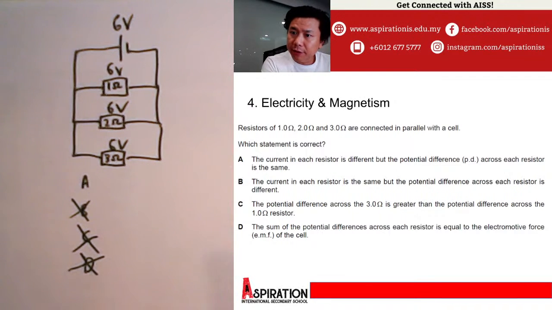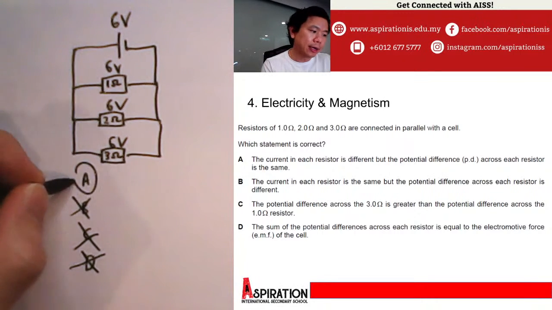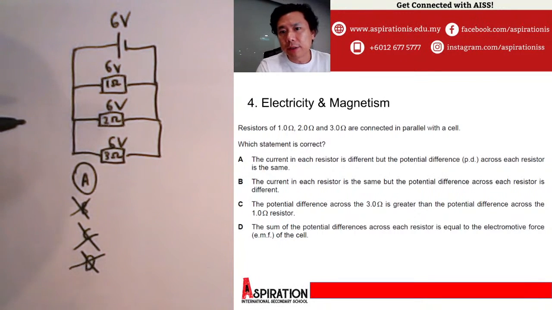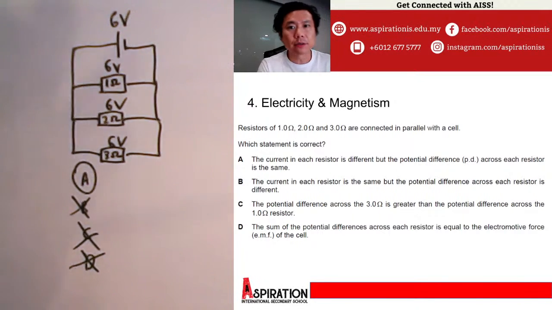So the potential difference across each resistor is the same. So B is wrong, and C, the potential difference across the 3 ohm is greater. I haven't even read A, and I know that B, C, and D are wrong. So the answer is A. The current in each resistor is different, but the potential difference is the same. Automatically, you know the answer is A.